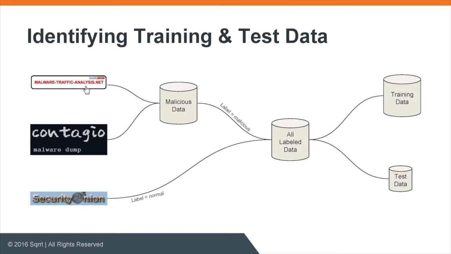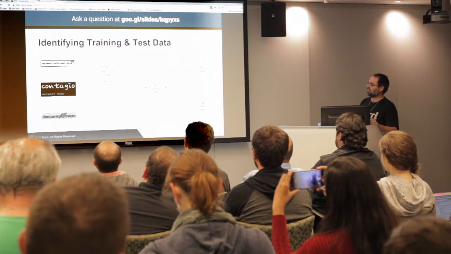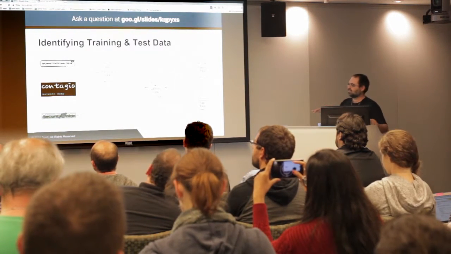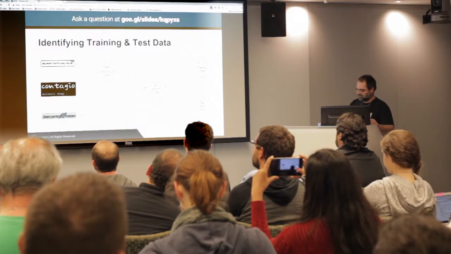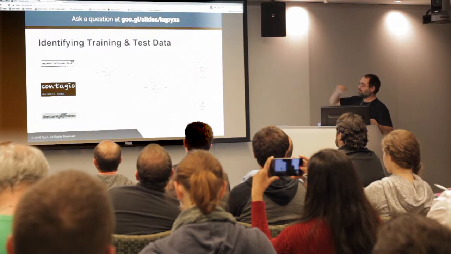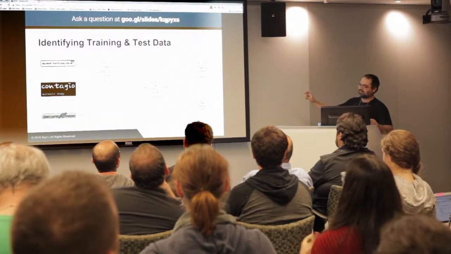So this is just a picture of one of those steps. We're going to take our data. The data that we've taken in this example is from Contagio and some other sources of malicious data. We're going to get the Bro HTTP log version of that. For the normal data, we've taken some data in our network for our examples. We've done the same thing. We're going to run it through Bro. We get all the label data. We're going to split it into a bigger training set and a smaller test set.